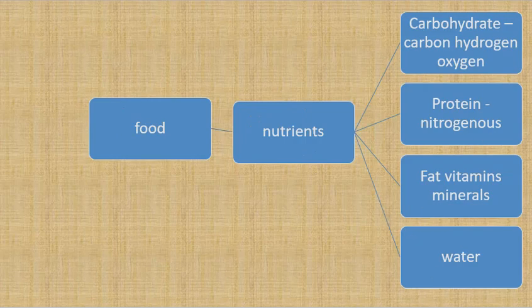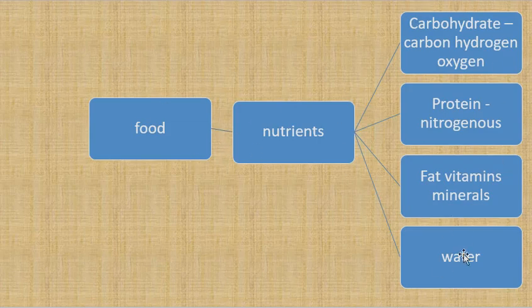If these nutrients are not there in the food, there is no point in eating food. Suppose you are eating a piece of paper, then you will not be getting these nutrients, and so it will not help you to grow or have energy. So we should take food that has all these nutrients.